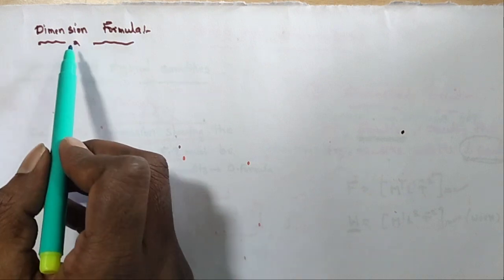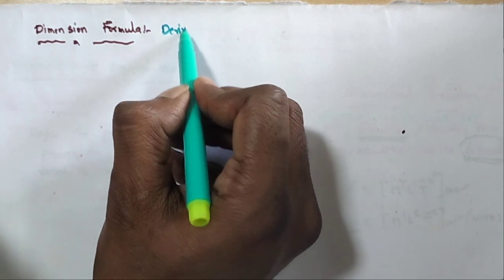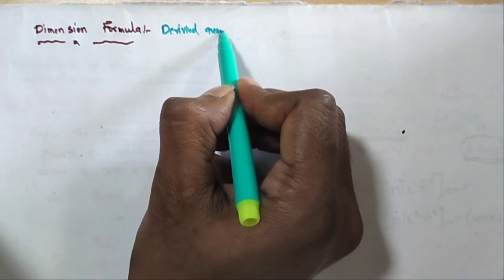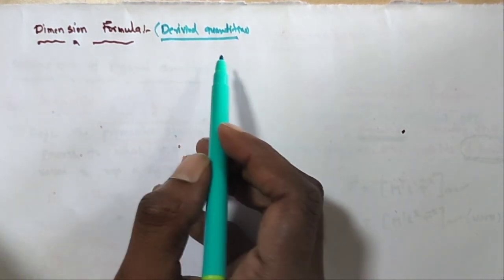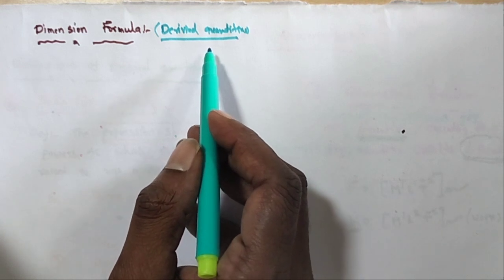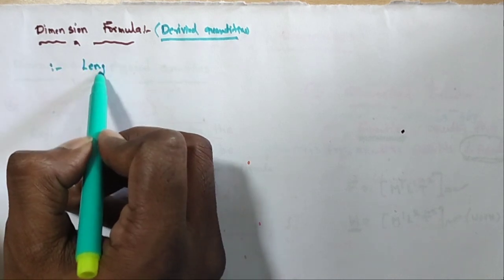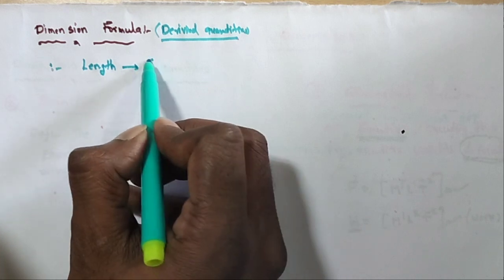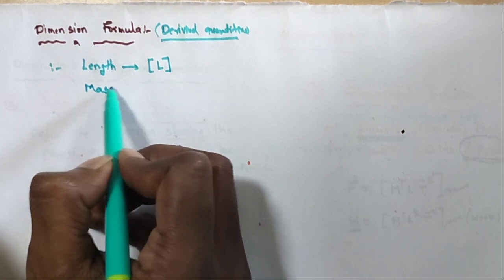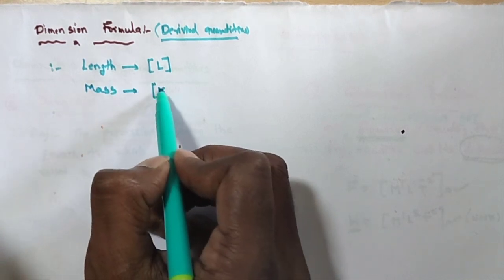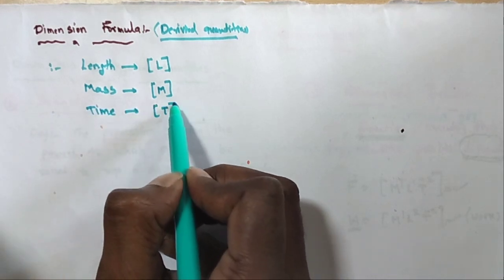So next one, how to write dimensional formulas of derived quantities. Suppose one derived quantity is given, how to write the dimensional formula? For example, we know that length is a fundamental quantity. What is the dimensional formula of the length? L. And mass, the dimensional formula M. And time, these are fundamental quantities, the dimensional formula T.